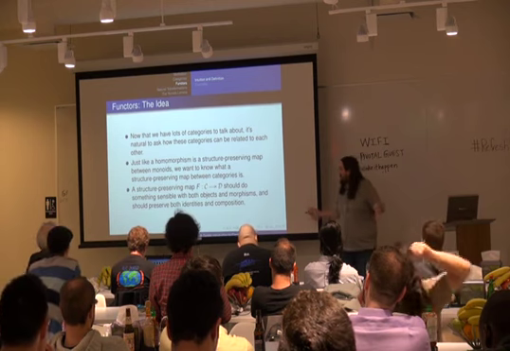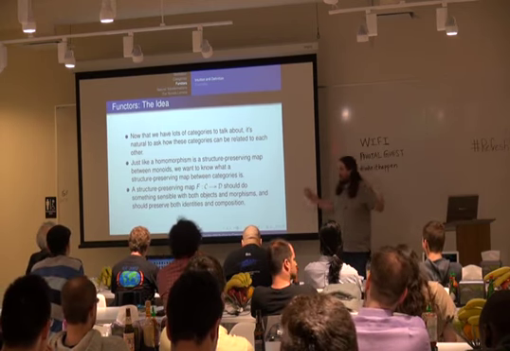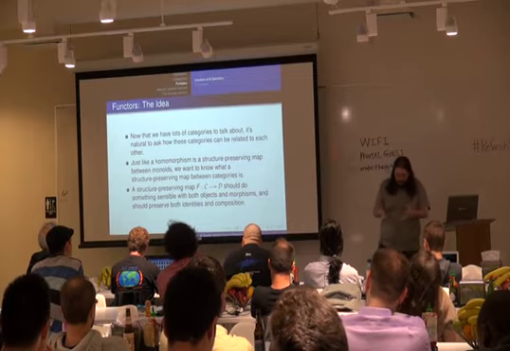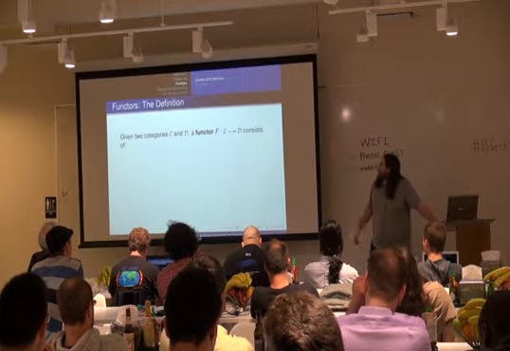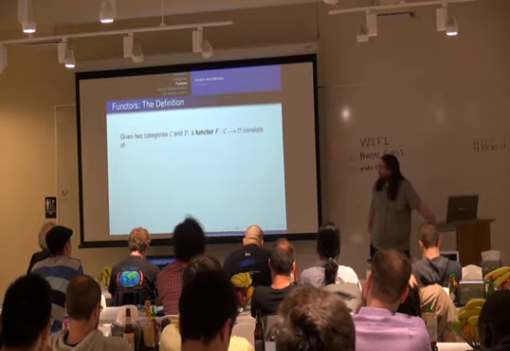So, what should it be? Well, it ought to do something sensible with objects and morphisms, and it ought to preserve identity and composition. If we're going to call it structure preserving, it ought to preserve the structure. So we define a functor.